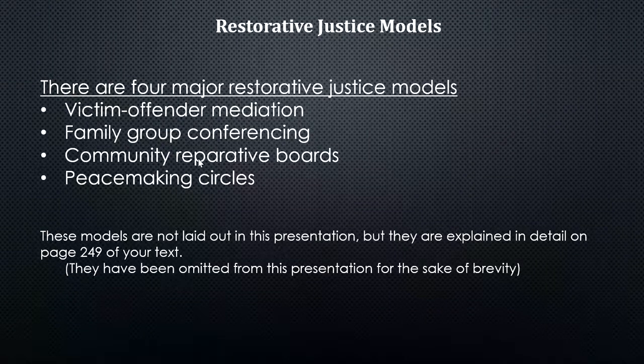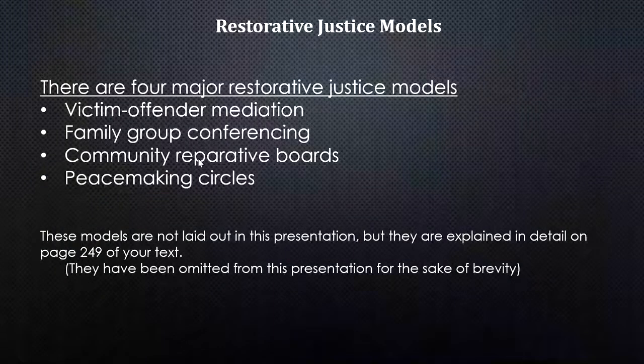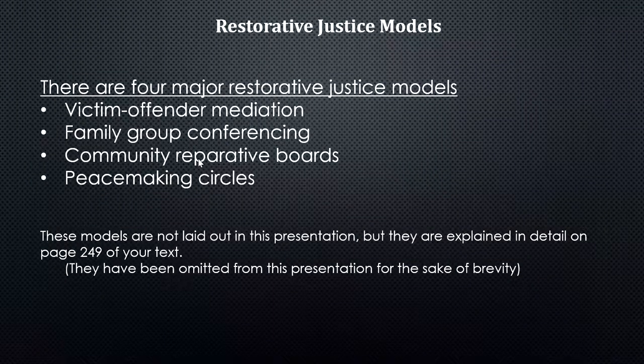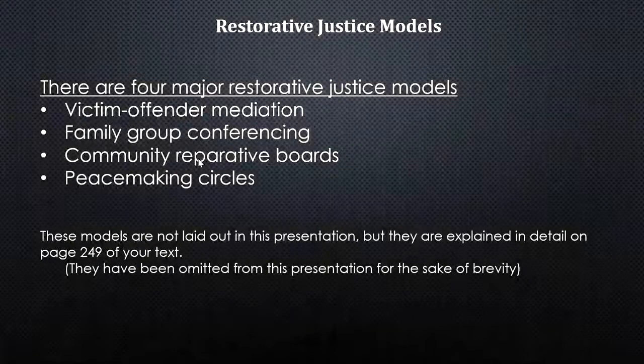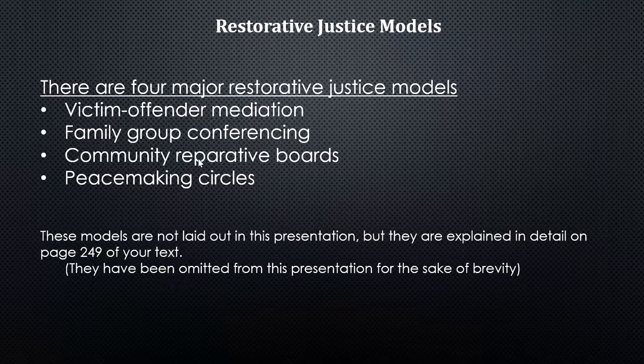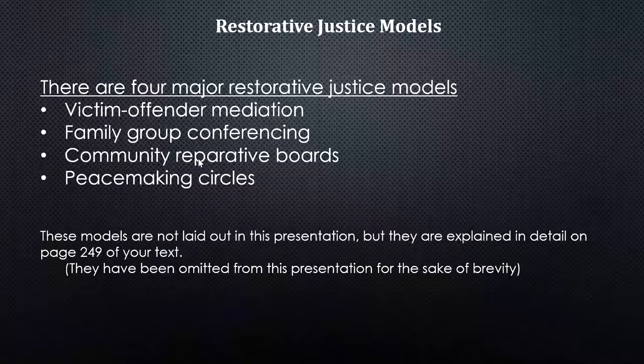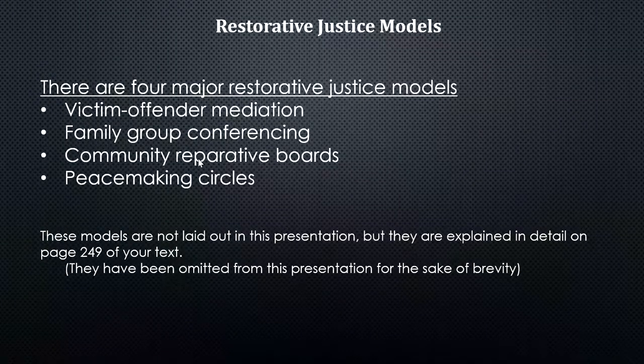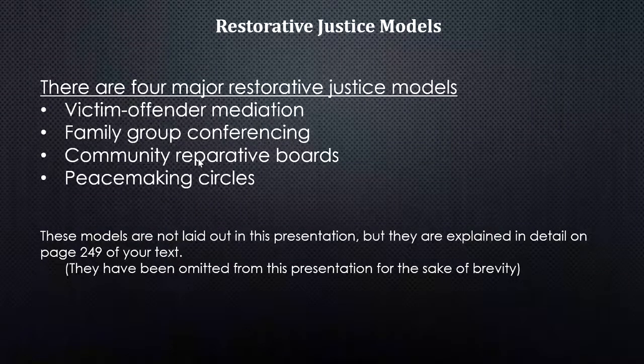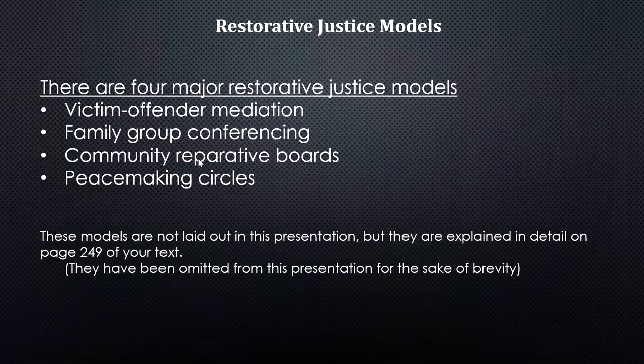Now, for the sake of time, I'm not going over each of these four major restorative justice models. They can be found on page 249 of your text, but for the sake of listing them and showing you where they are, on page 249 you can learn more about victim-offender mediation, family group conferencing, community reparative boards, and also peacemaking circles. I do believe in the next couple slides I am also going to be touching on what exactly peacemaking circles are, because I like to really address things that are very different than the way our society does things. I think that's a very valuable way to learn.